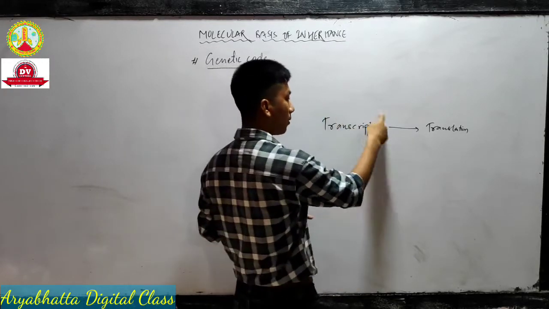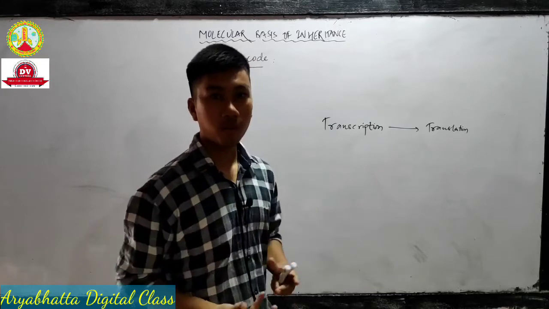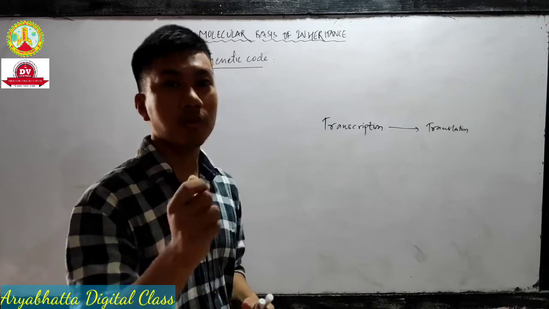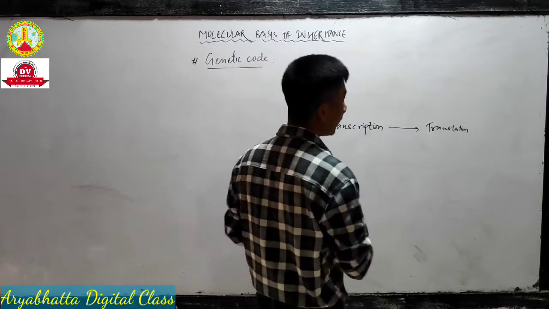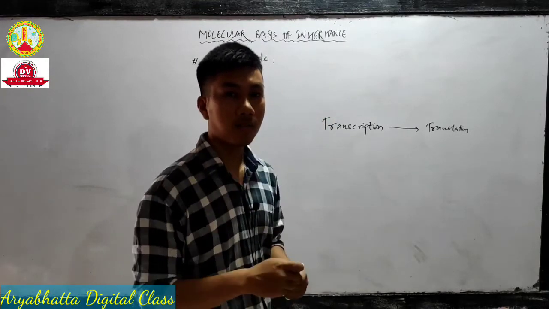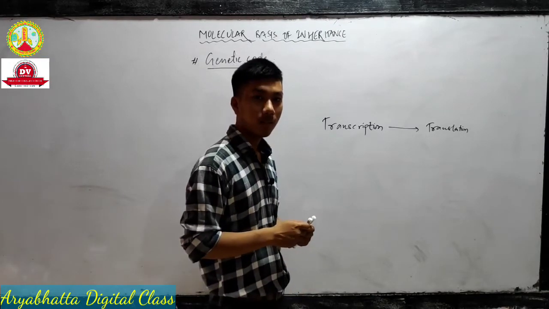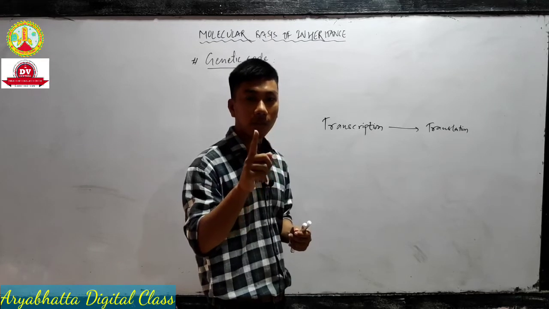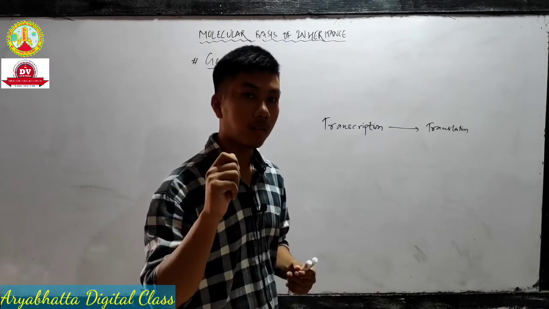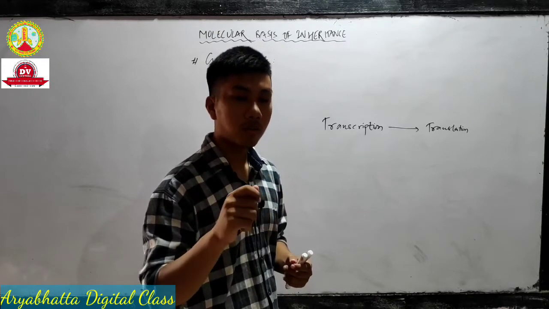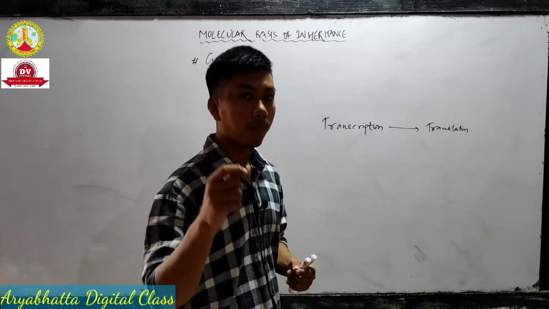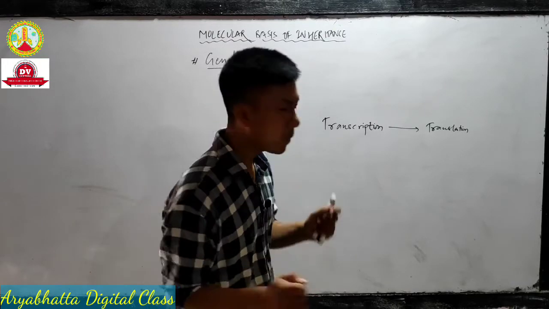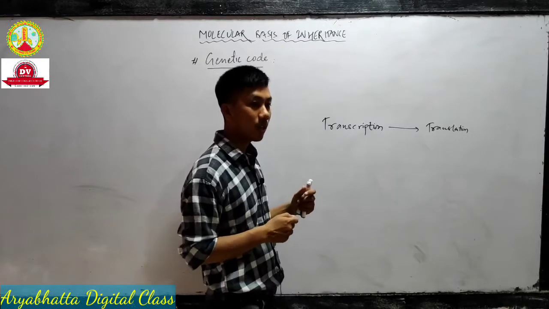Then from transcription, once the mRNA carries all the required information, what information do they carry? They carry all the nitrogenous bases from DNA: adenine, guanine, there will be no thymine because that is the mRNA, so uracil, and cytosine. They carry all those nitrogenous bases in the form of triplets. We call that a genetic code.